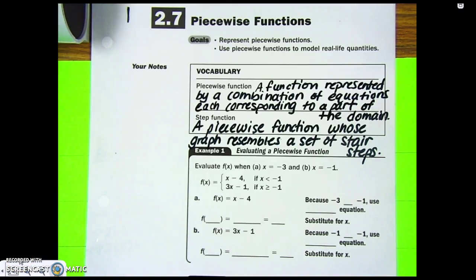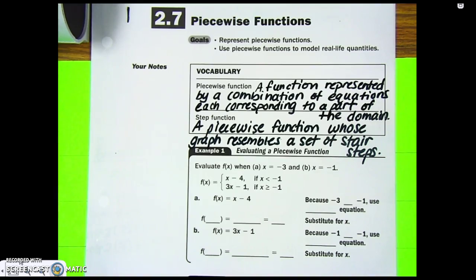This video is on piecewise functions. Your goals for this lesson are to be able to represent piecewise functions and use piecewise functions to model real life quantities. The first thing we're going to do is go over some vocabulary.